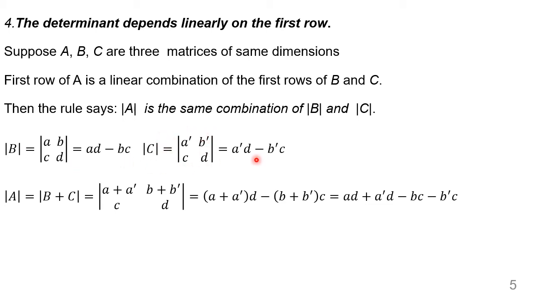The determinant of C gives you a'd minus b'c. Now the determinant of A, that is the matrix with first row a plus a', b plus b' and second row c, d, will give us (a plus a') into d minus (b plus b') into c. That will give you ad minus bc, which is the determinant of B, and a'd minus b'c, which is the determinant of C. So we can say that the determinant depends linearly on the first row.